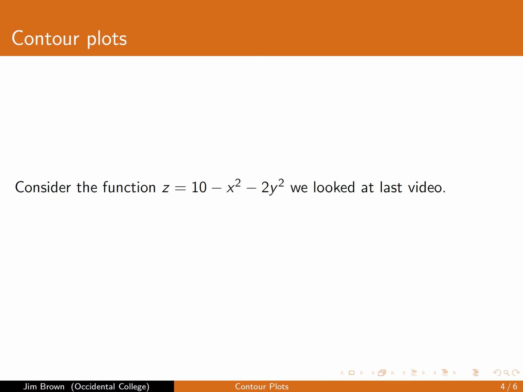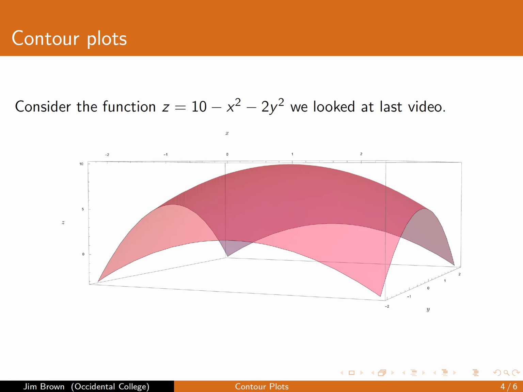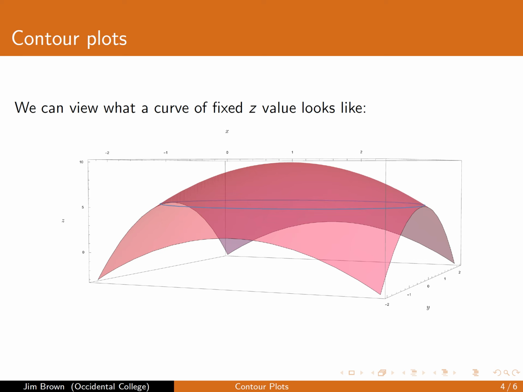Let's consider the function z equals 10 minus x squared minus 2y squared. This is one of the graphs we gave in the last flipped class video. Just to refresh our memory, it looks something like this, kind of an upside down bowl. What we can do is fix a value of z and look at the curve that gives us that. In this case, I've fixed the value where z is equal to 5. You can see that if you walk along this blue curve, you stay at the same height, z equals 5, the whole way.